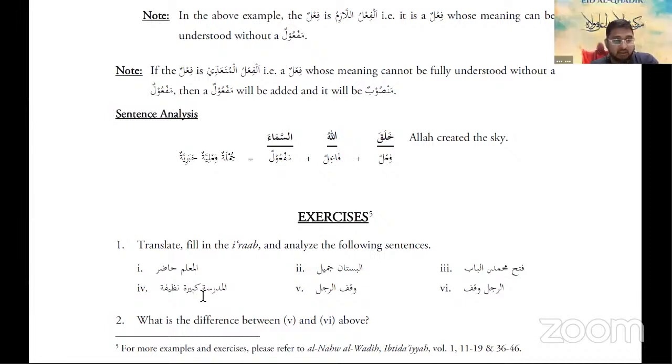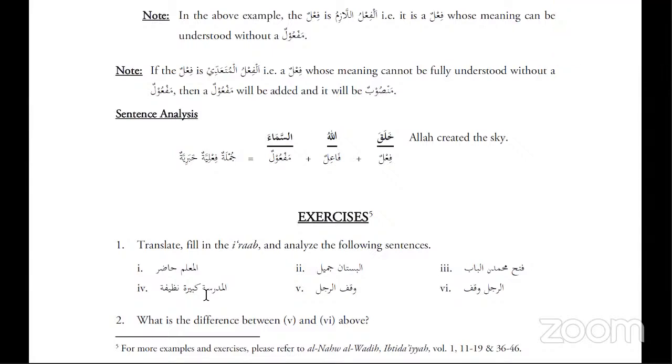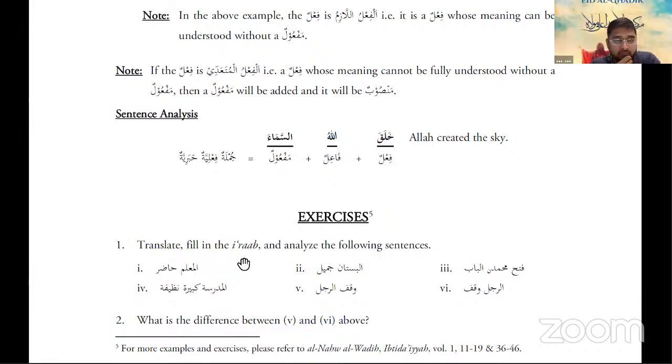Excellent. So where is the subject and where is the predicate? Here, al-madrasatu is the subject. And then kabiratun is a predicate. Correct. And nazifatun is the second predicate. Two khabars. Correct.